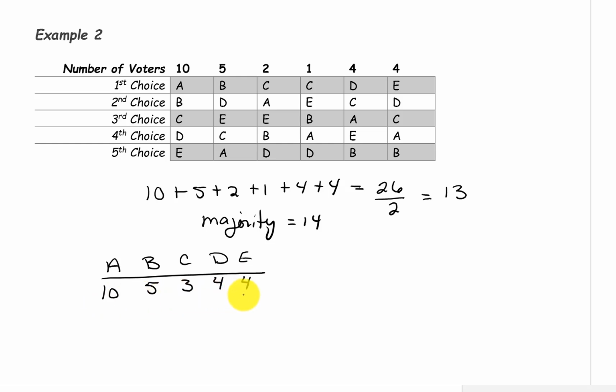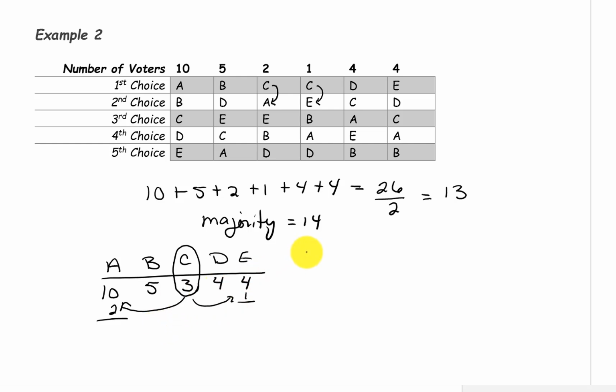We need 14 first place votes to have a majority, so none of our candidates have majority yet. So we eliminate the candidate with the least number of first place votes, which will be candidate C. So if we look back at our preference schedule, we can see that those 3 first place votes came from these 2 ballots and these 2 ballots. So these 2 votes will get passed from C to candidate A. And then this 1 vote is going to get passed from C down to candidate E.